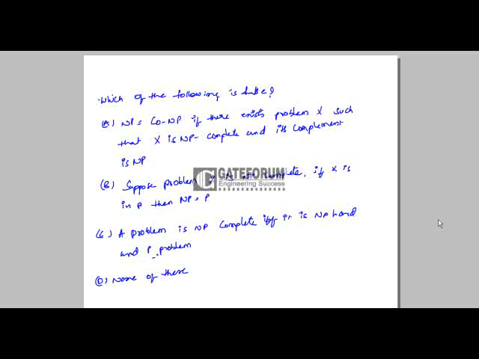Option C: a problem is NP complete if it is NP hard and a P problem. This is false. Why? Because if a problem is NP complete, then there doesn't exist any polynomial algorithm to solve that particular problem, so it cannot be a P problem. So option C is false. If we come back to option A, NP is equal to co-NP if there exists a problem X such that X is NP complete and its complement is in P. Even this is also true. So only option C is false.